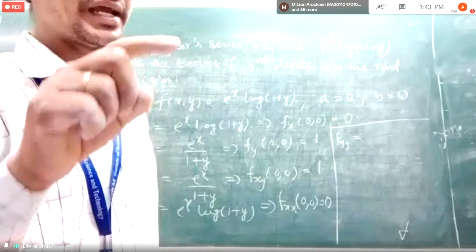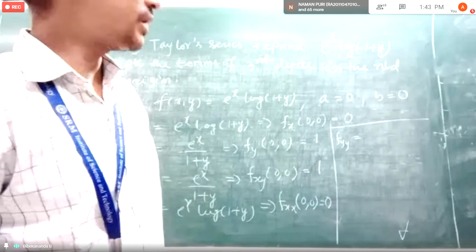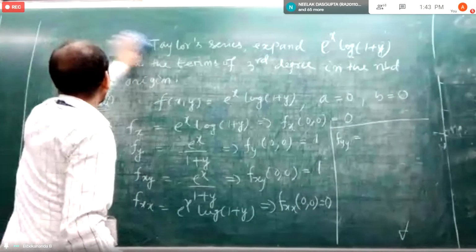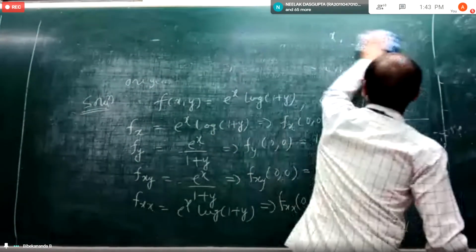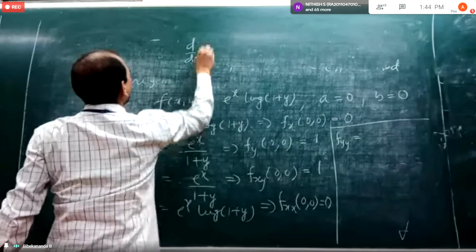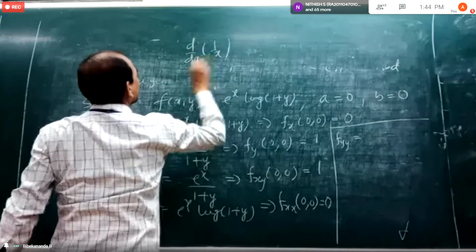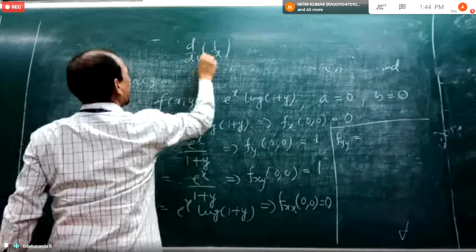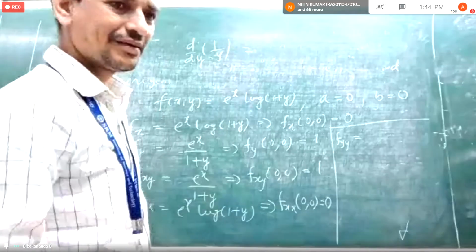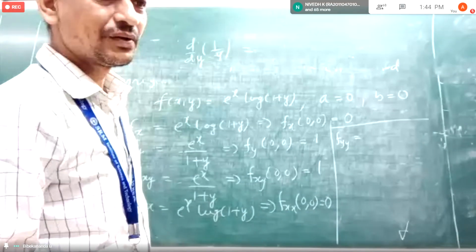Derivative of 1 by x is minus 1 by x square. Are you getting my point? Say, find the derivative of d by dx of 1 by x. Now, in place of x I will say y, so 1 by y. What is the derivative of that one? Minus 1 by y square.